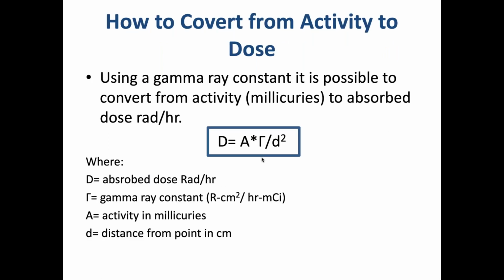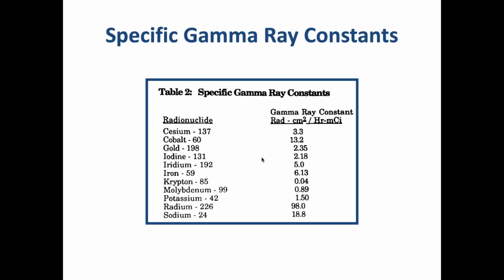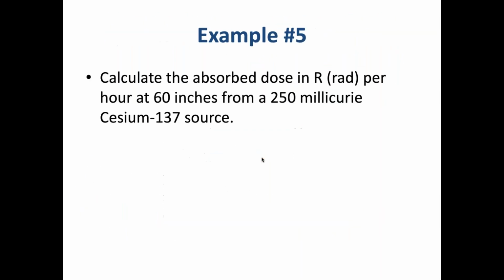So we have a formula. The absorbed dose in rad per hour is equal to the activity in millicuries times the constant for gamma ray, because we're working with gamma rays here, divided by the distance squared from the origin of the radiation.